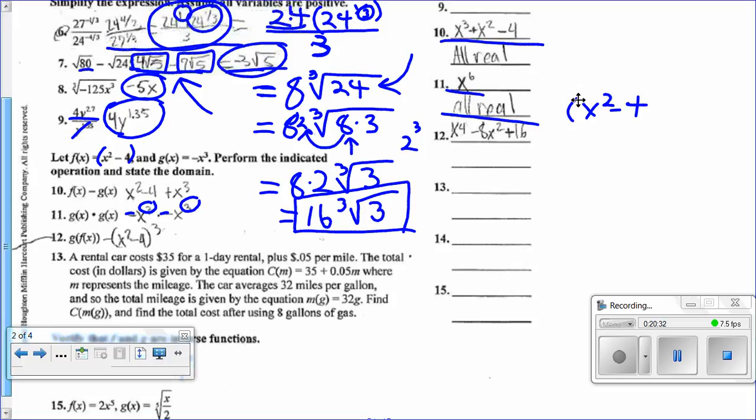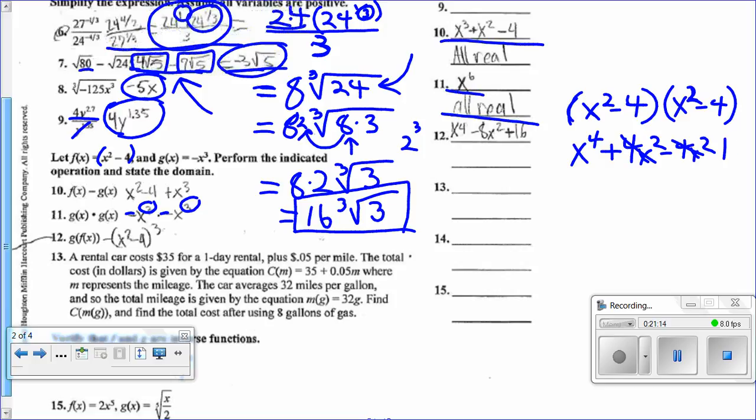So we get x squared minus 4. I'm going to go ahead and evaluate this. I'm going to do the old FOIL thing, because I don't memorize things very well unless I absolutely have to. So first, outside, inside, those cancel, and last, so we have x to the 4th plus 16.